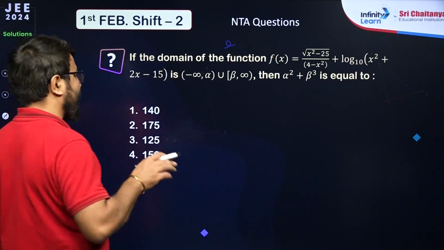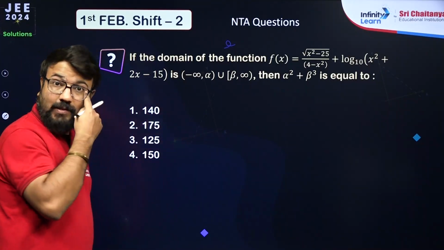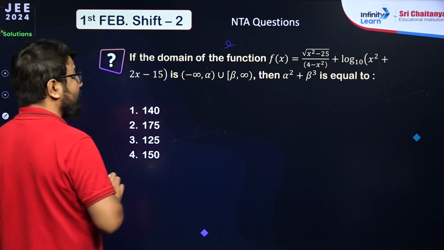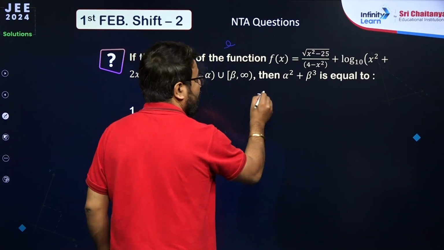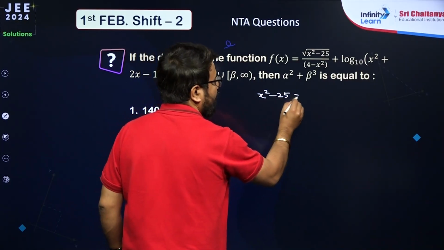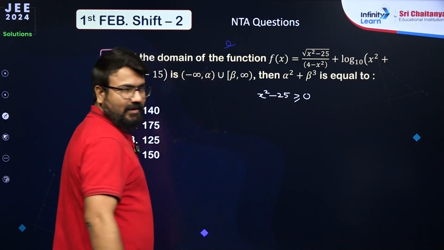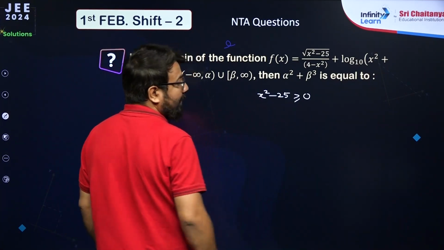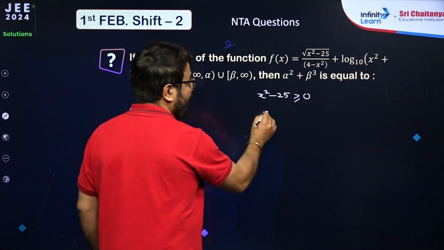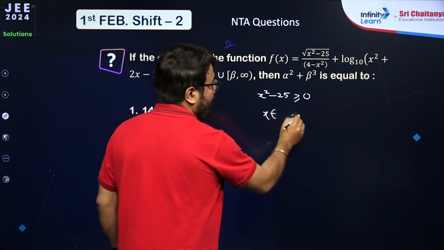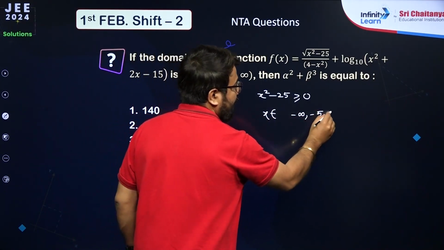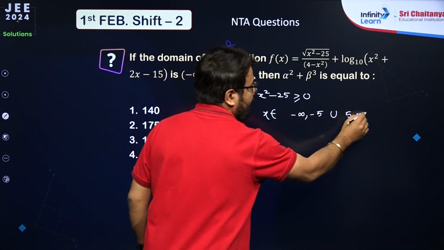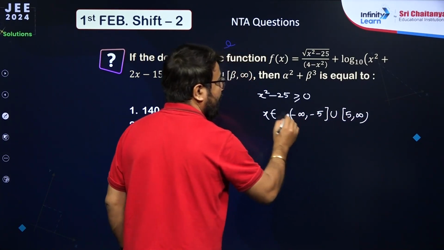Basically, let us talk about the things which are there in the square root. The expression in the square root should be positive. x square minus 25 should be positive. Can it be 0? Yes, it can be 0 also. So from here, x square minus 25 greater than or equal to 0 gives x belongs to (minus infinity, minus 5] union [5, infinity). Here 5 and minus 5 are in the closed interval.